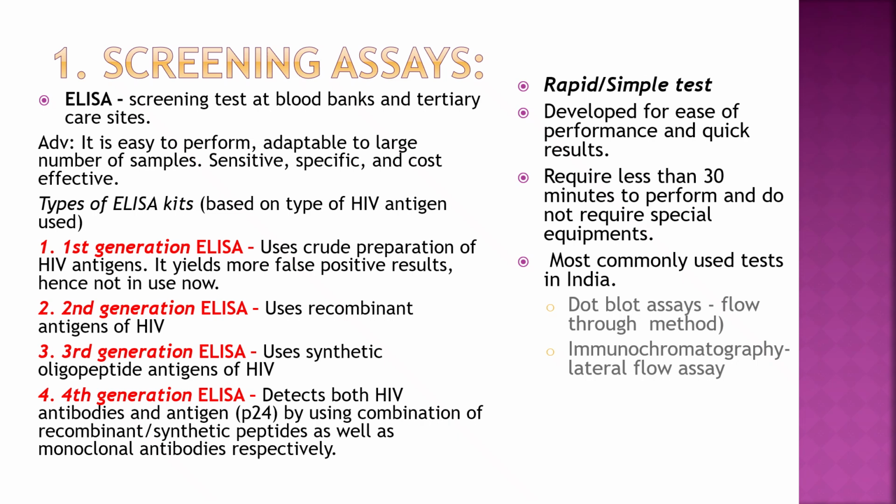Types of ELISA kits. First generation ELISA uses crude preparation of HIV antigen. It yields more false positive results and is now not in use. Second generation ELISA uses recombinant antigens of HIV. Third generation ELISA uses synthetic oligopeptide antigen of HIV. Fourth generation ELISA detects both HIV antibody and antigen, that is P24, by using a combination of recombinant synthetic peptides as well as monoclonal antibodies respectively.